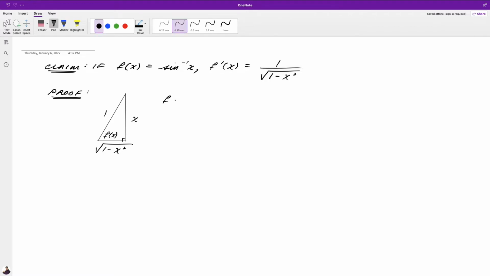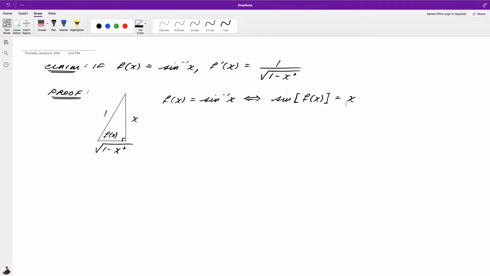So, okay, f of x equals sine inverse of x. That is true if and only if, of course, by the definition of inverse trig function, sine of f of x is equal to x. Okay?